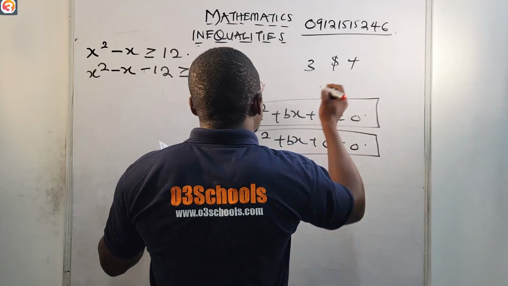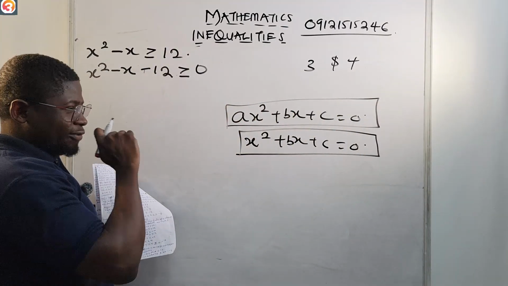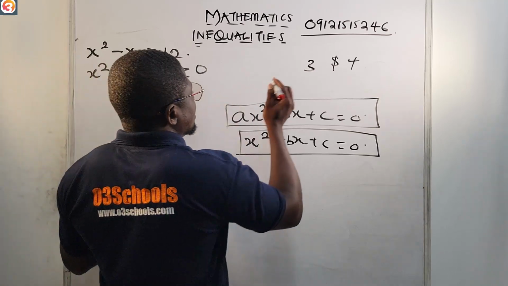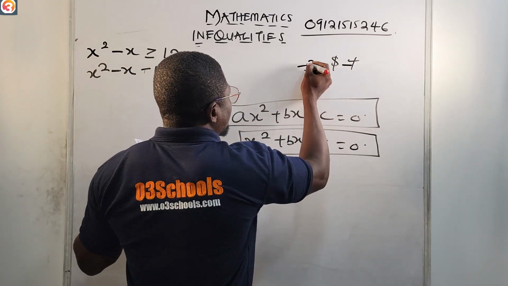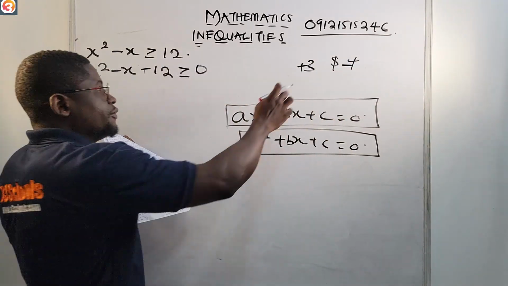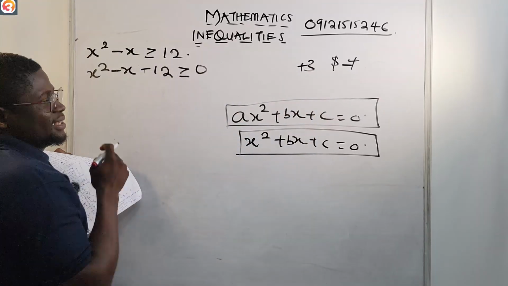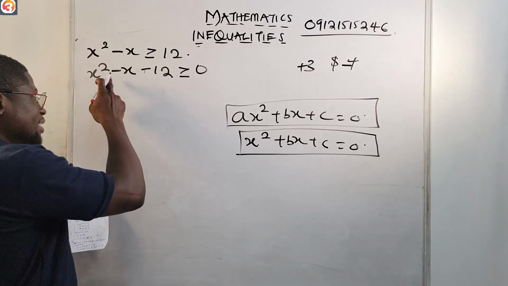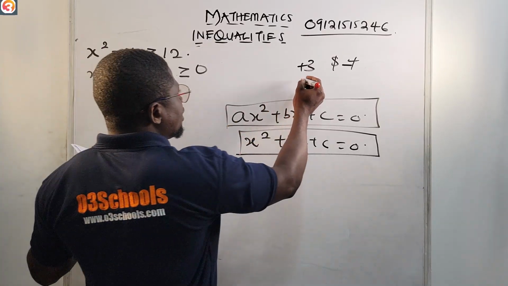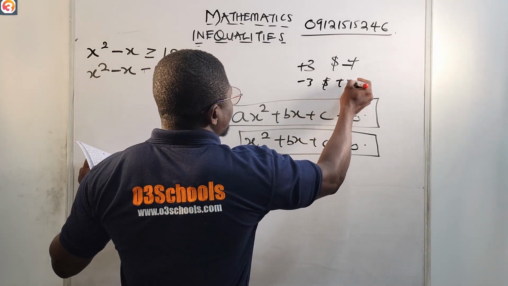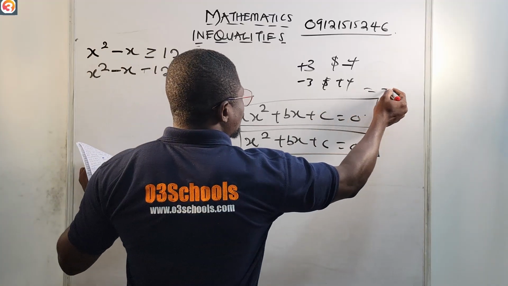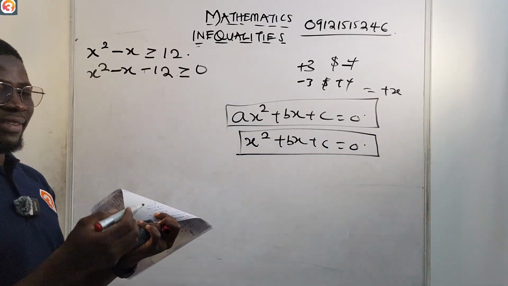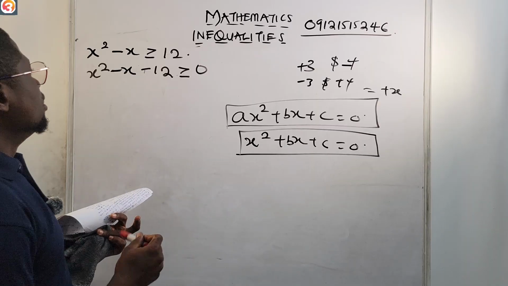3 and 4. But we need to pick our values very well, because we're looking for values that will add to give you minus x. That means minus 4 and plus 3 will work. Minus 4 plus 3 will give you minus x. If you are owing 4 naira and you pay 3 naira, what will be left is 1 naira. So that will work for us. If you pick minus 3 and plus 4, we are going to have plus x, and it will not work here, because we're looking for a negative x. Are we together?